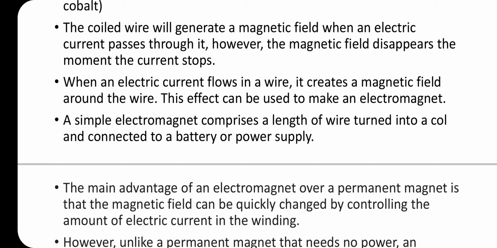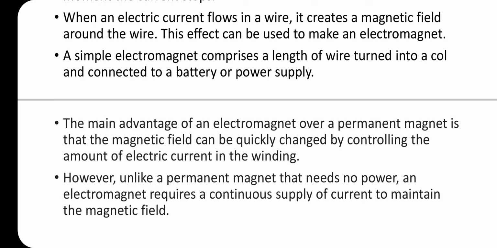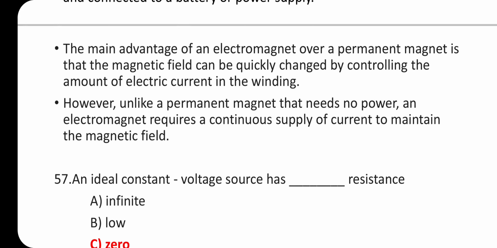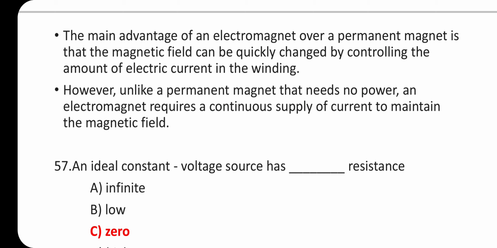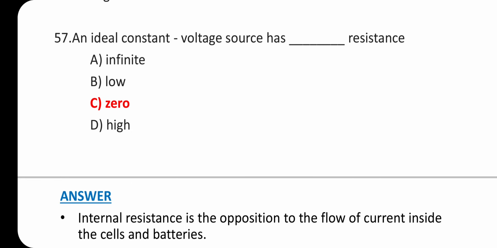A simple electromagnet comprises a length of wire turned into a coil and connected to a battery or power supply. The main advantage of an electromagnet over a permanent magnet is that the magnetic field can be quickly changed by controlling the amount of electric current in the winding. However, unlike a permanent magnet that needs no power, an electromagnet requires a continuous supply of current to maintain the magnetic field.